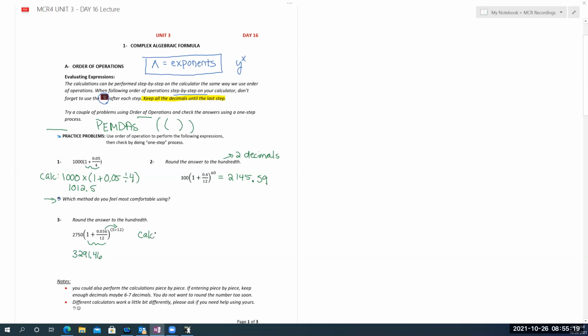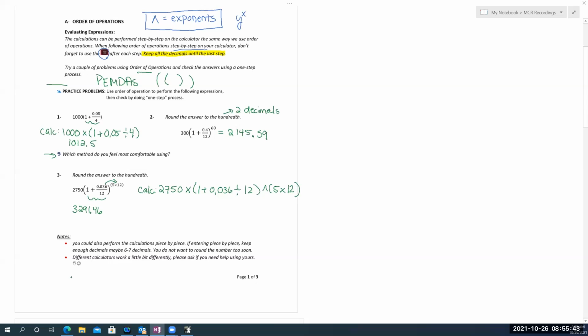So here's the calculator if you want to write it down. It's the 2750 times 1 plus 0.036 divided by 12, caret 5 times 12. And really practice with your calculator in the MCR 4 portion. That way you're not frustrated in the 154. Practice the calculator now.